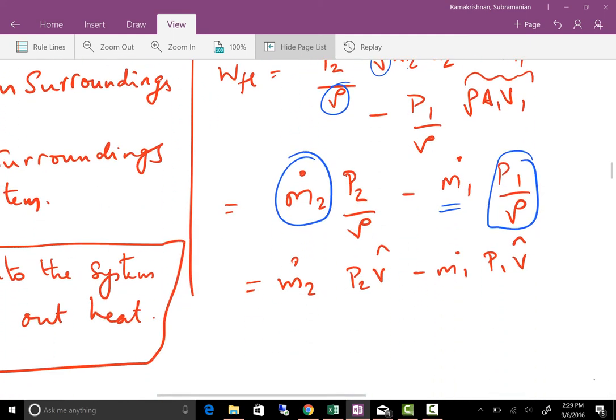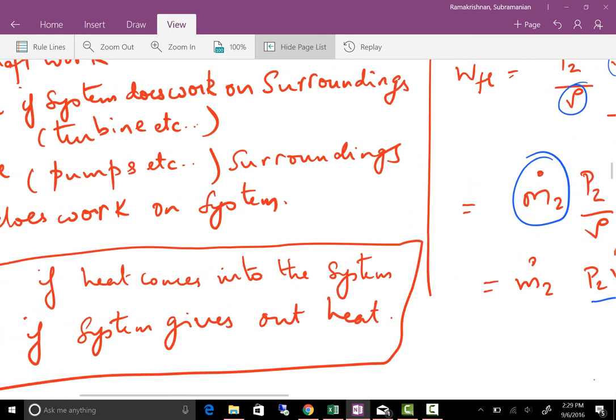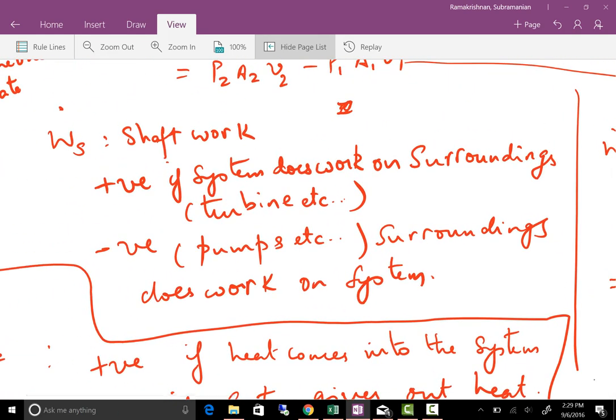Just keep this in mind, just simple mathematical manipulation, because finally we want to get to the term U plus P V cap, which is nothing but H cap, right? So that is why we want to get it in terms of V cap. So that's your flow work.